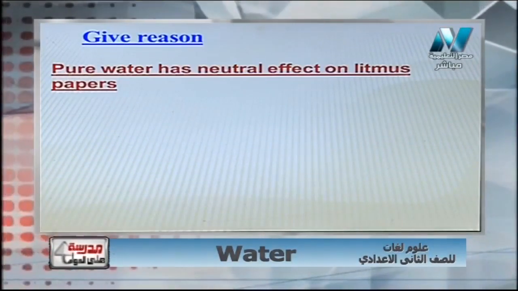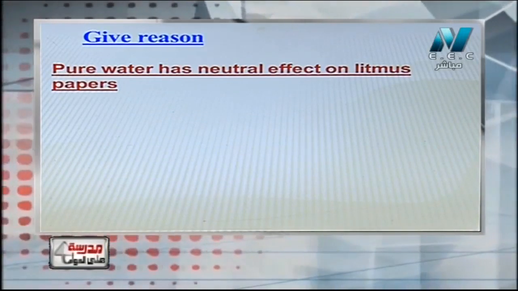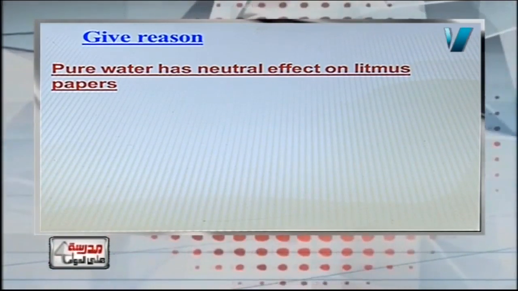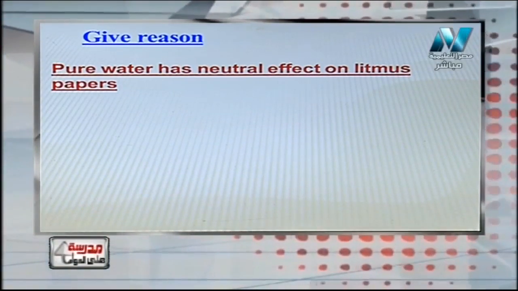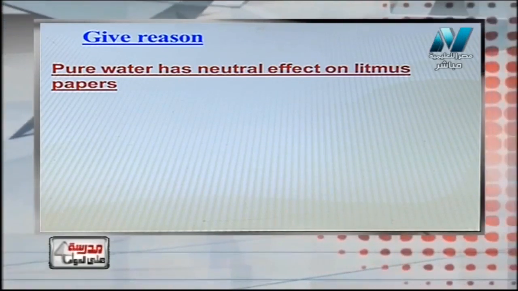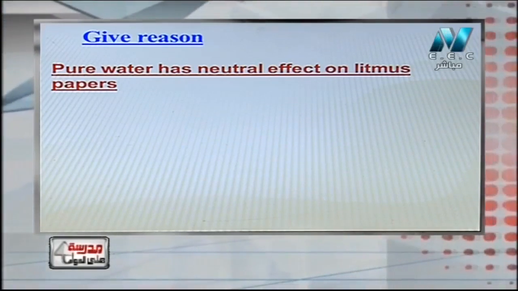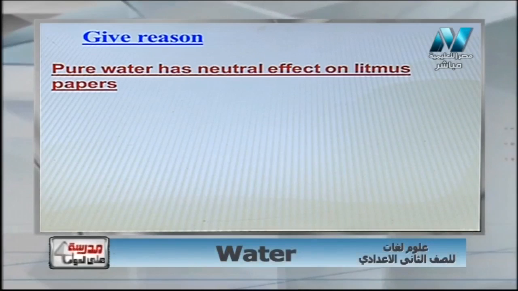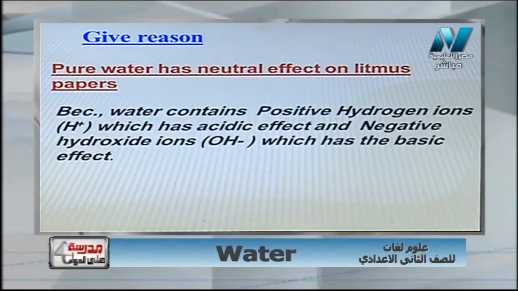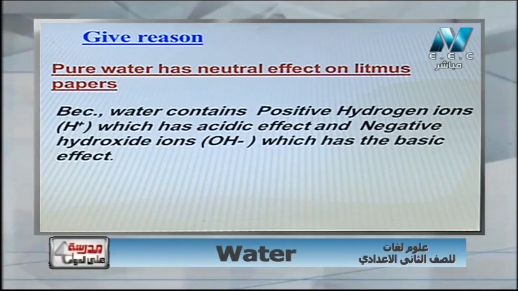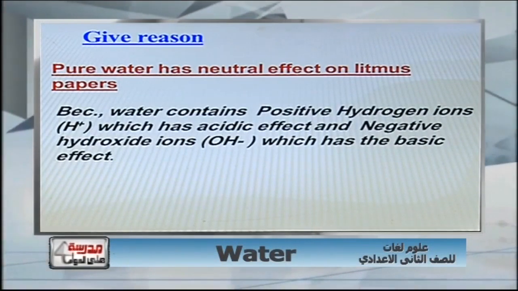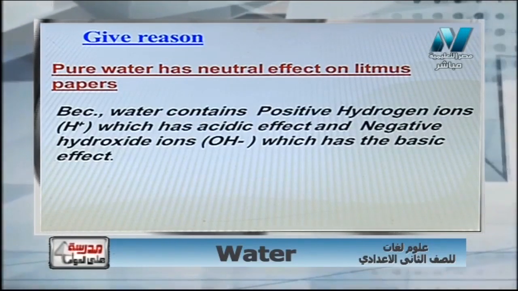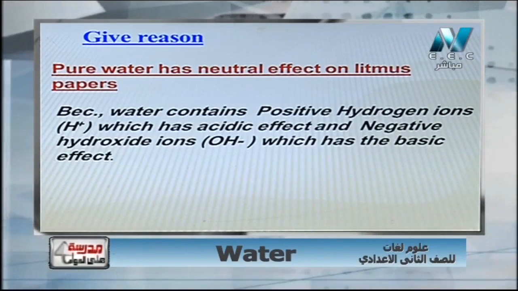Give reason. Pure water, and we said what's meant by pure water: all the molecules are H2O, has a neutral effect on litmus paper. So again, give reason why pure water has a neutral effect on litmus paper. What's meant by neutral effect? The litmus paper color doesn't change. The red remains red and the blue one remains blue. Okay, why? Because water contains positive hydrogen ions, H plus, which is responsible for the acidic effect, and negative hydroxide ions which have the basic effect.